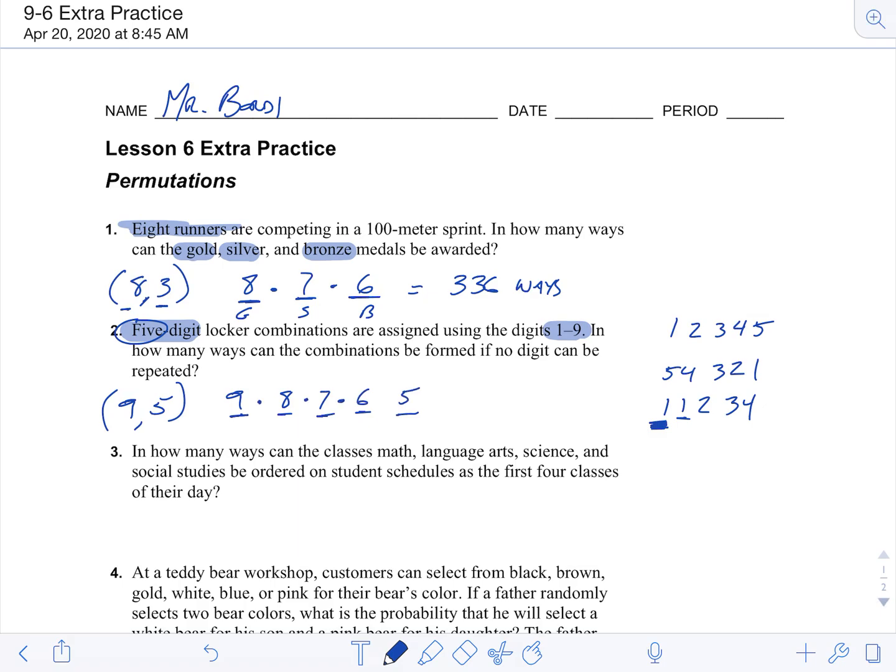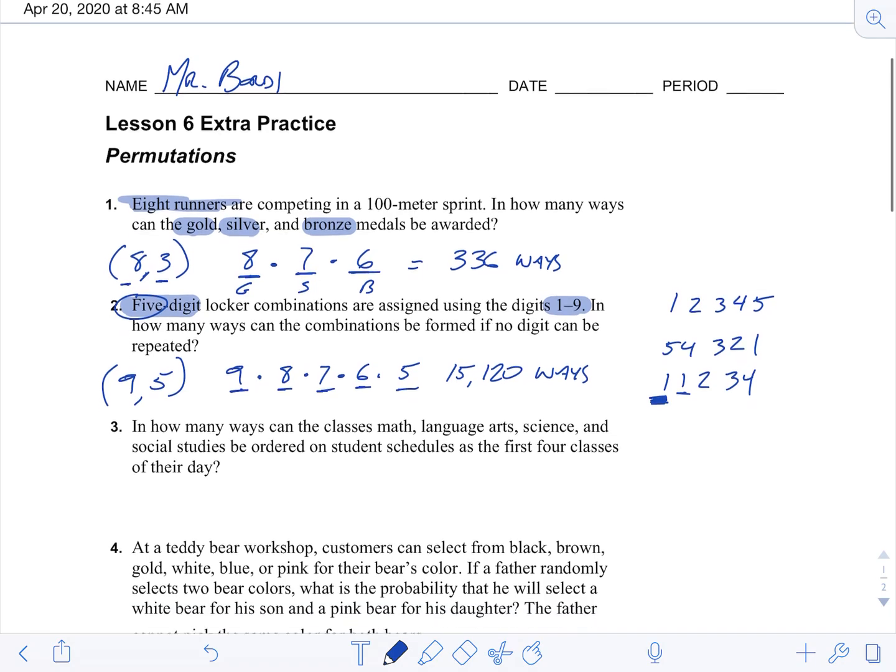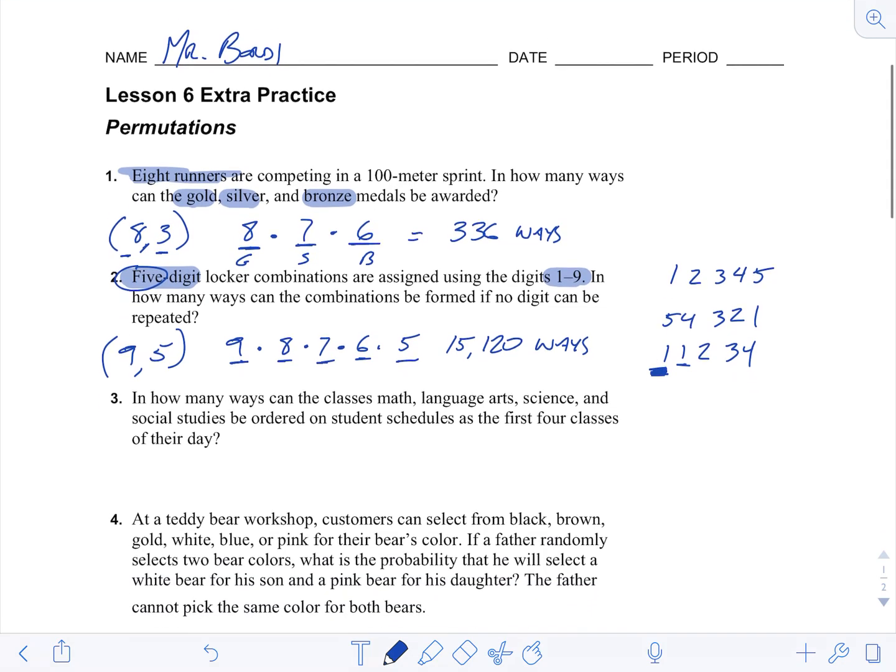And what I tell you is, again, multiplication. So I multiply these together to get 15,120 ways.